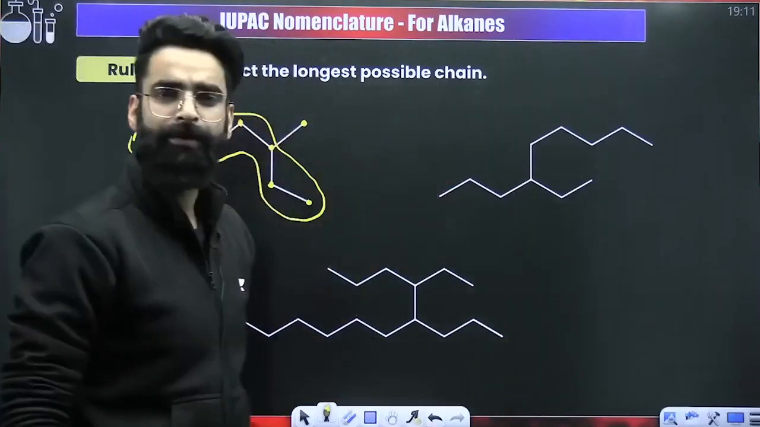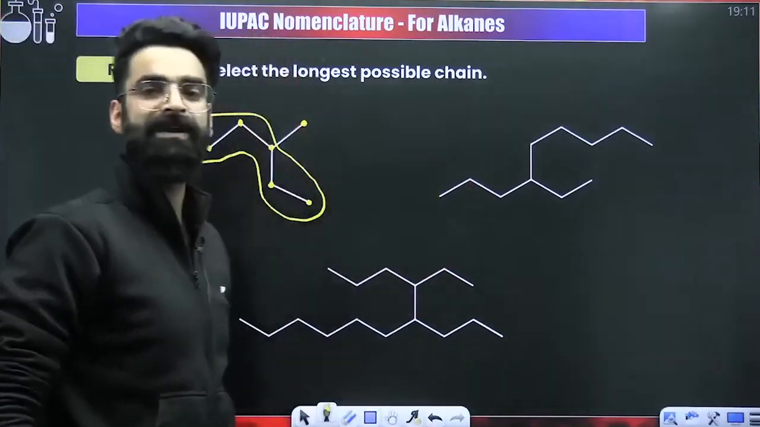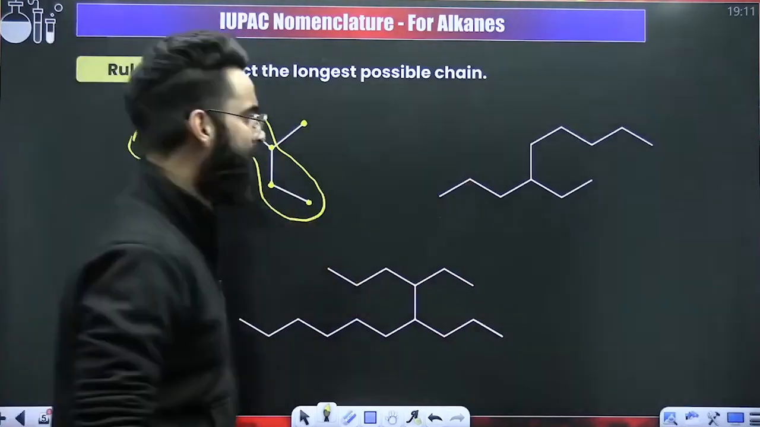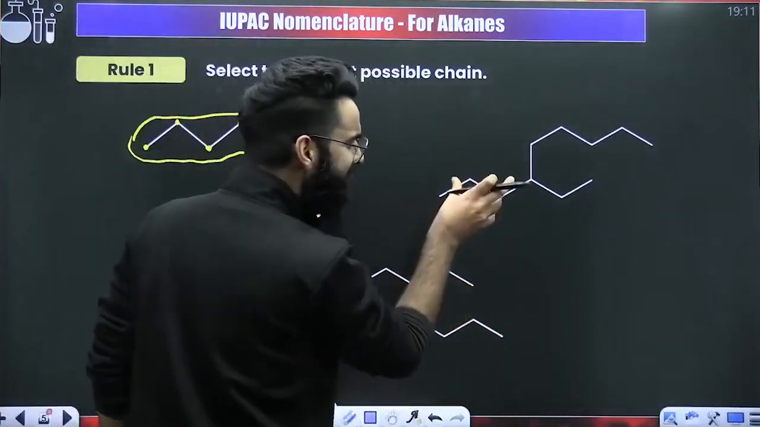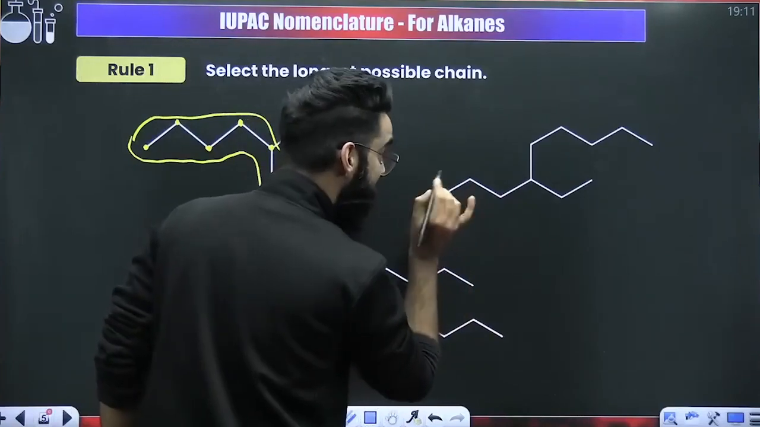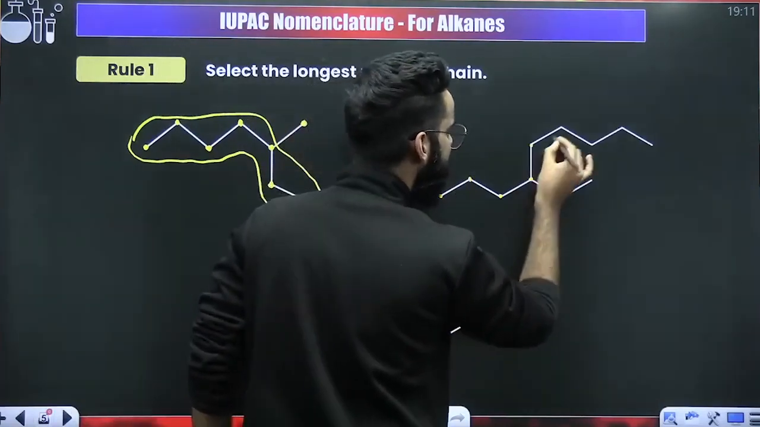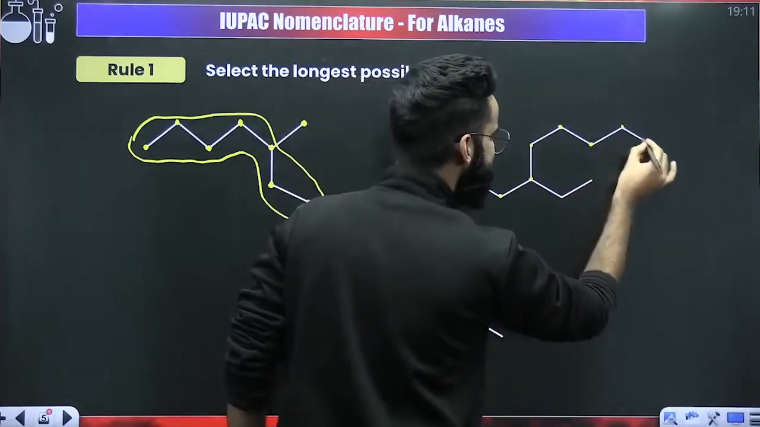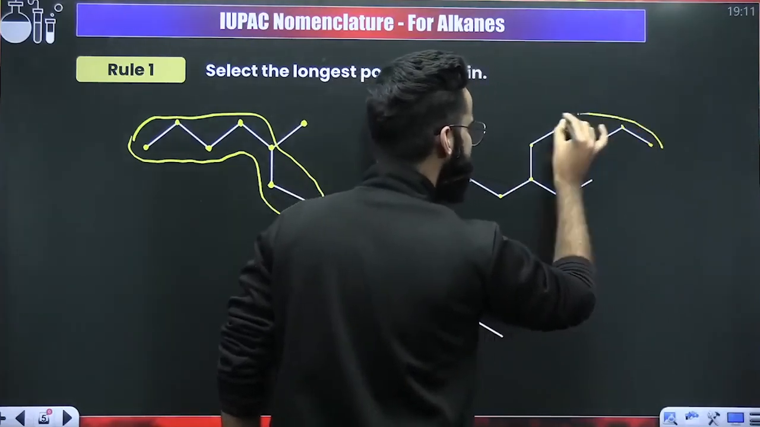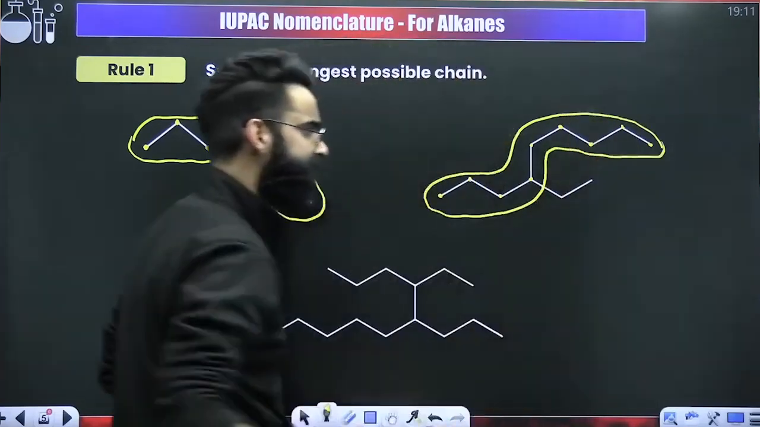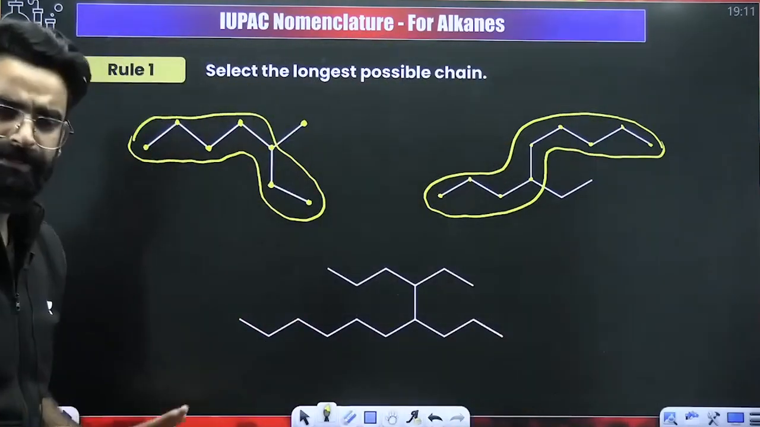Look at this particular compound. If I ask you, select the longest possible carbon chain here. My dear students, as far as I see the compound, the longest possible carbon chain will contain 1, 2, 3, 4, 5, 6, 7, 8, and 9. So this is going to be your longest possible carbon chain in this particular compound. As simple as that.